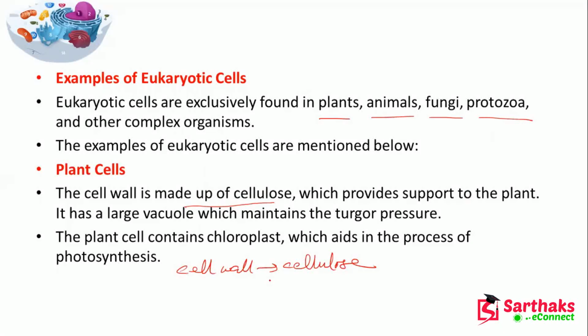In the vacuole, the food will be stored. It is the storage bag. And the plant cell contains the chloroplast, which aids the process of photosynthesis, because it requires chlorophyll, and the chlorophyll is inside the chloroplast. Chloroplast is a plastid. In the chloroplast we have the chlorophyll, and that will help in photosynthesis. This is one ingredient of the photosynthesis process.